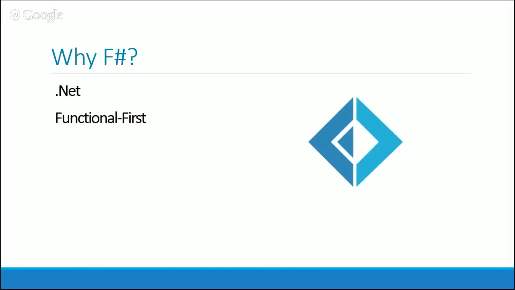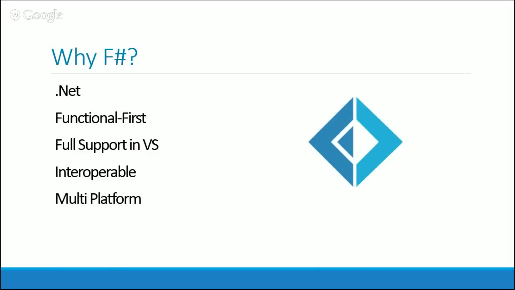F# is a functional first language, which means that it is functional, but it also allows you to write imperative and object-oriented code. It is fully supported in Visual Studio. It has interoperability with other languages like C#, so you can call C# from F#, F# from C#, and you could potentially have both C# and F# projects in the same solution. It's multi-platform, which means that it runs on Mac, Linux, Android, iOS, and all the Windows platforms.